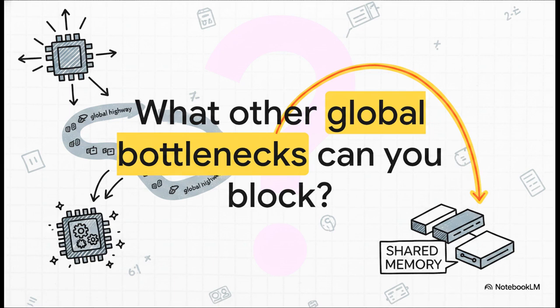Take a hard look at your own hardware-aware programs. The principles of arithmetic intensity and the roofline model don't just apply to matrix math, right? Ask yourself, where else in your code are you starving your processors by overusing the slow global highway? And more importantly, where can you construct a high-speed shared memory bypass to unlock the true power of your machine?